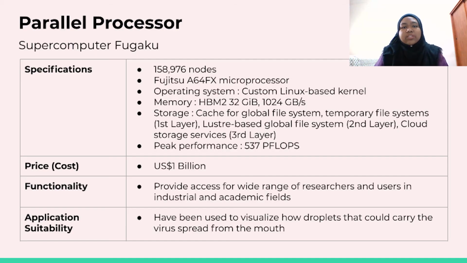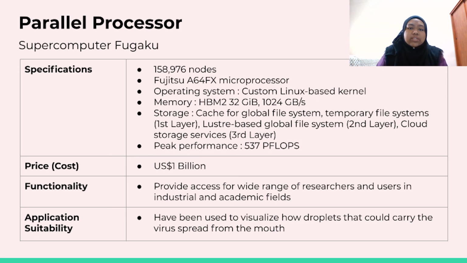For the specification, it has 158,976 nodes and is built with the Fujitsu A64FX microprocessor. Fugaku is aimed to be 100 times more powerful than the K computer. Fugaku uses an operating system called a custom Linux-based kernel. It uses both Linux and McKernel operating side by side. For the memory, it uses HBM2 32GB per node and a memory bandwidth of 1024 GB per second.